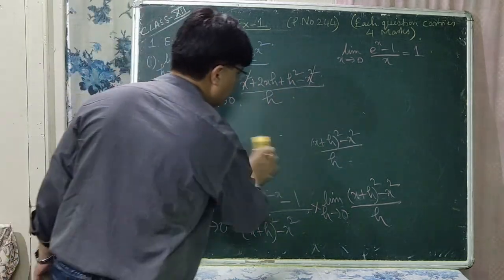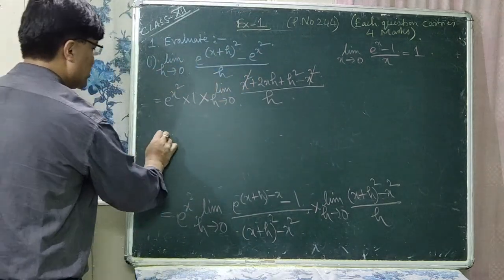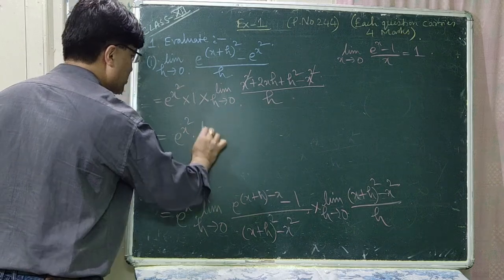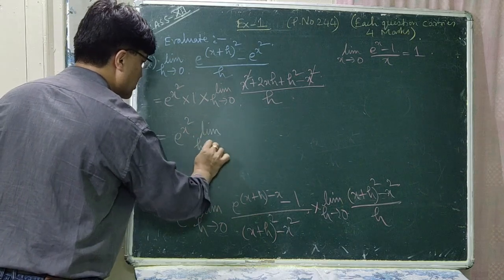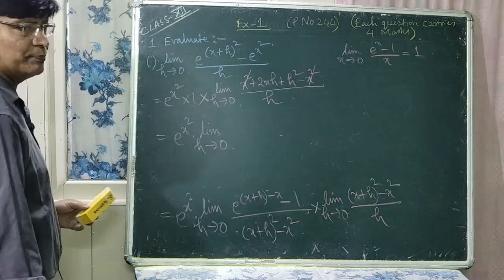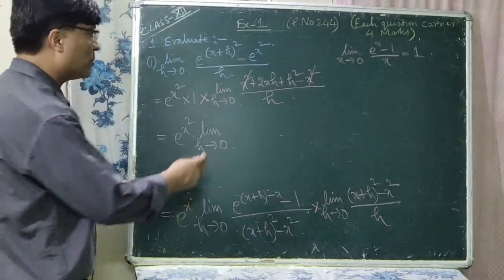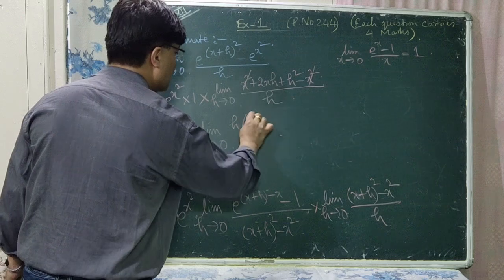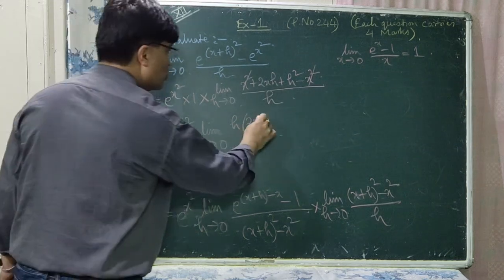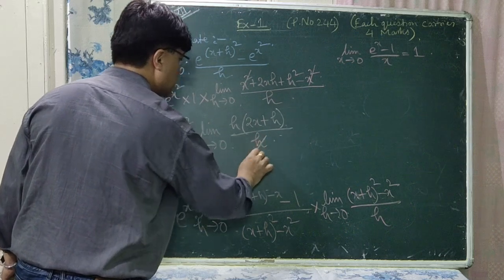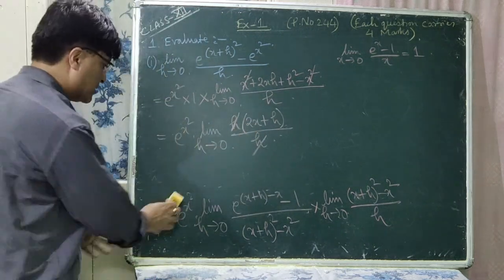Is that clear? So here this x square gets cancelled. In the next step, e to the power x square into 1 is e to the power x square into limit h tends to 0. So what is common in the numerator? h is common out here. So h is common within the bracket. What do we get? It is (2x plus h), this whole divided by h. This h gets cancelled.